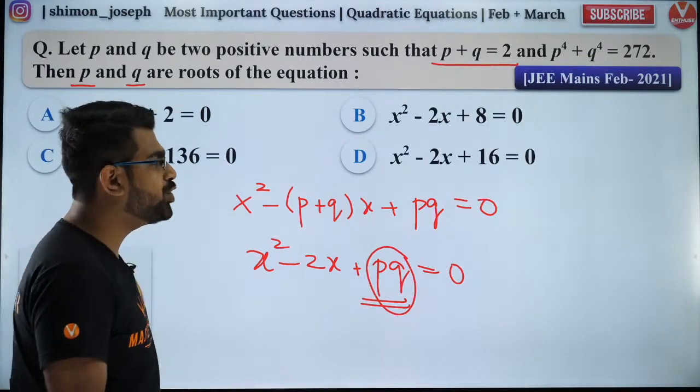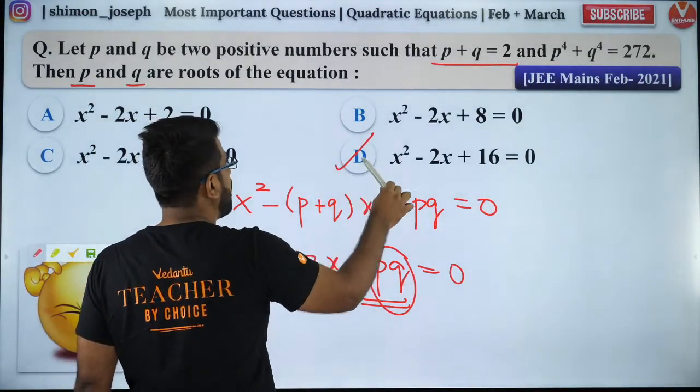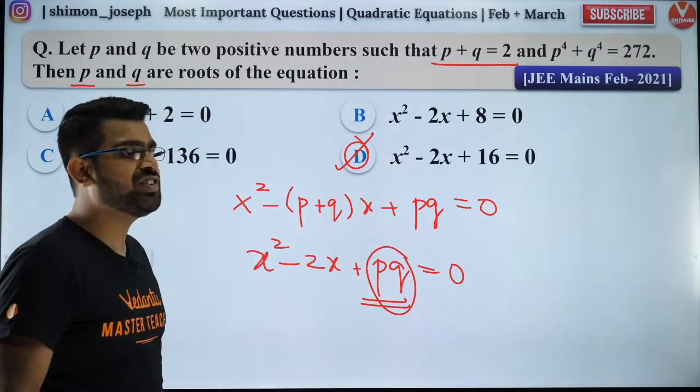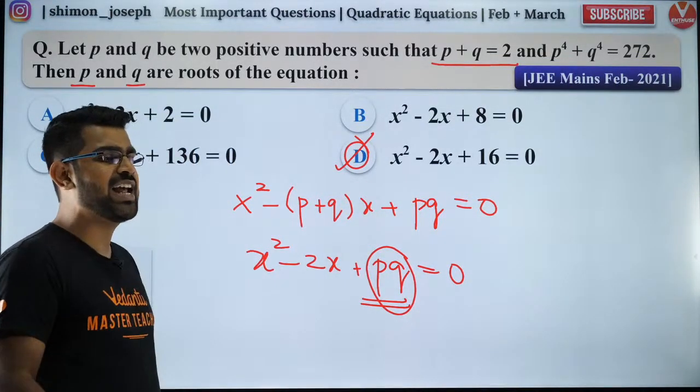Okay. Harsh, are you sure, Harsh? Because I think the answer is option D. Okay. I think the option D is the right answer.